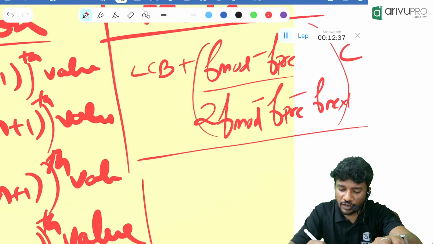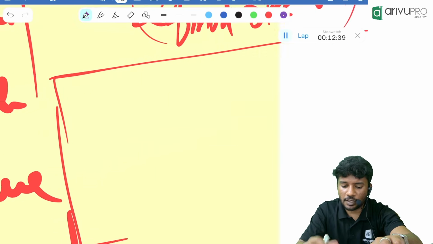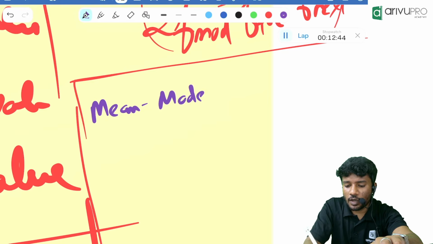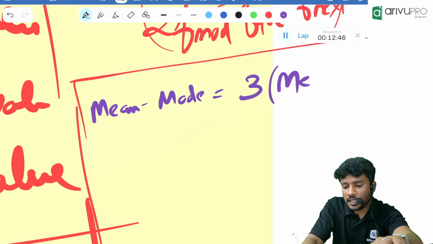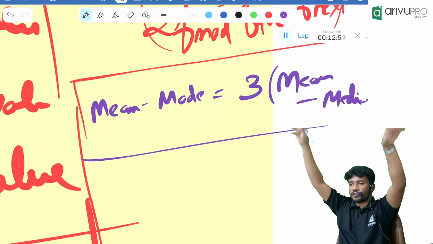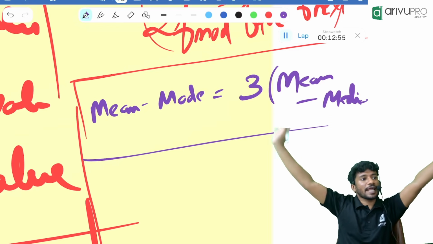Then, connecting everything, we can connect all the measures together. What was the formula? Mean minus mode is equal to 3 into (mean minus median). Okay, well and good, people. Awesome. If you know this much, well and good.